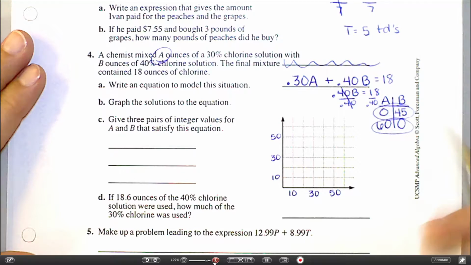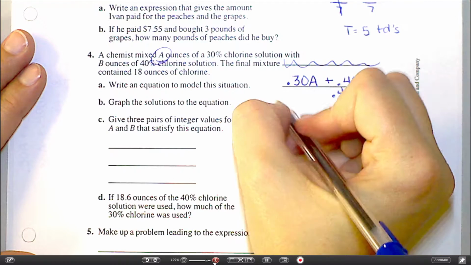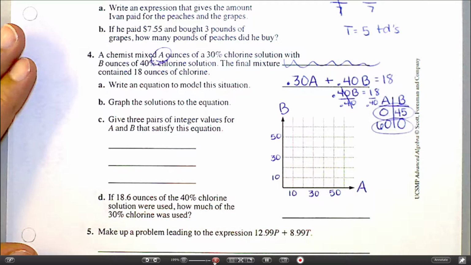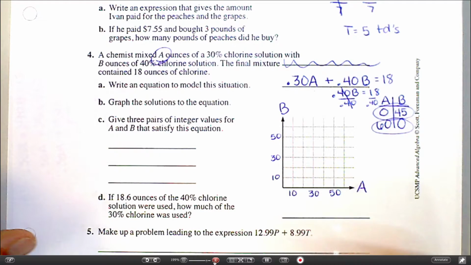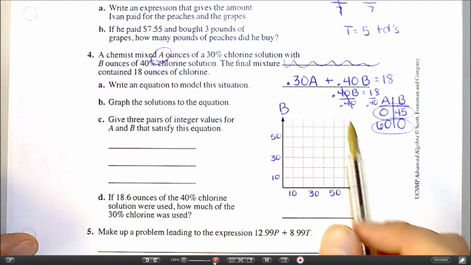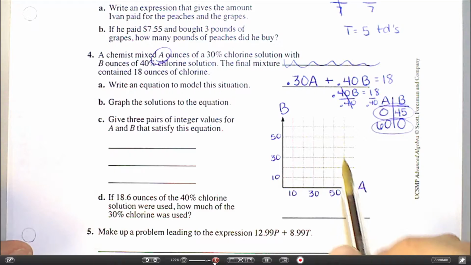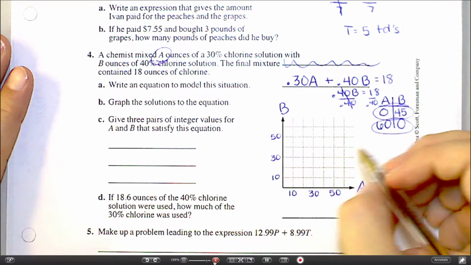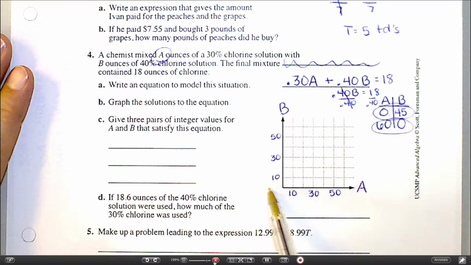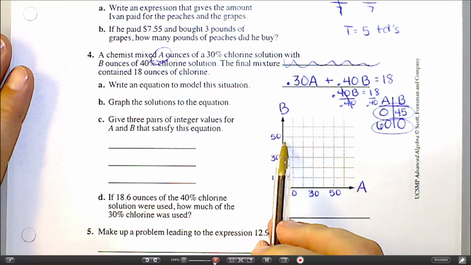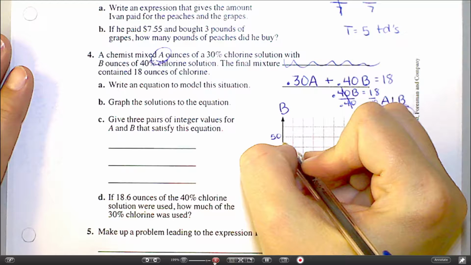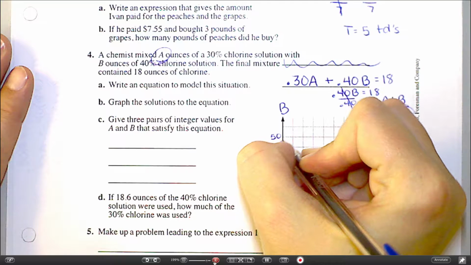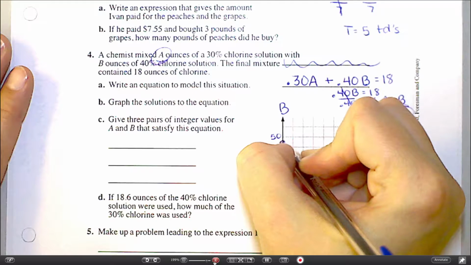Okay, and I'm going to say, instead of x and y, I'm going to use a and b on my axes here. Axes? Plural of axis. Like you don't say axes. Axes is plural. So that first point, 0, 45 would be 0 on the A axis and 45 on the B axis.